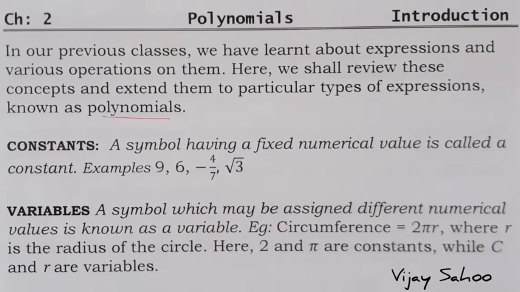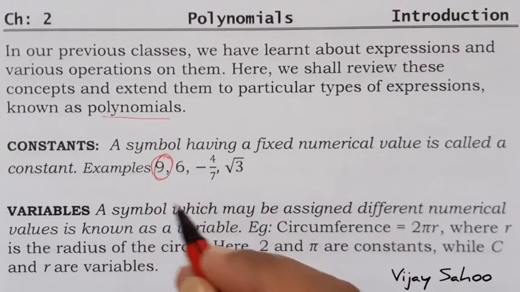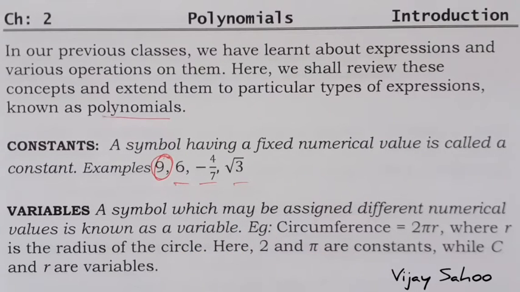Okay, now what are the different terms related to polynomials? We'll see what each term means, in detail now. First of all, constants. A symbol having a fixed numerical value. It means only a number itself, no other variables. Only and only a number will be there. In that case, it will be considered a constant.